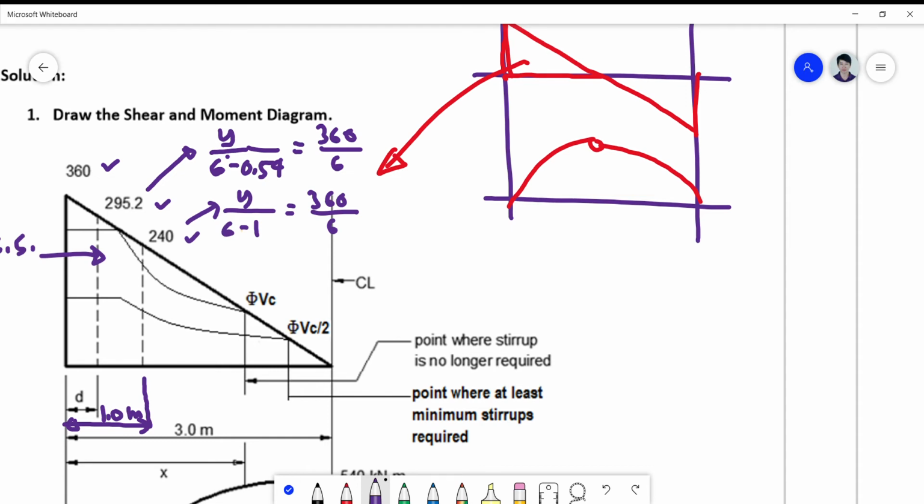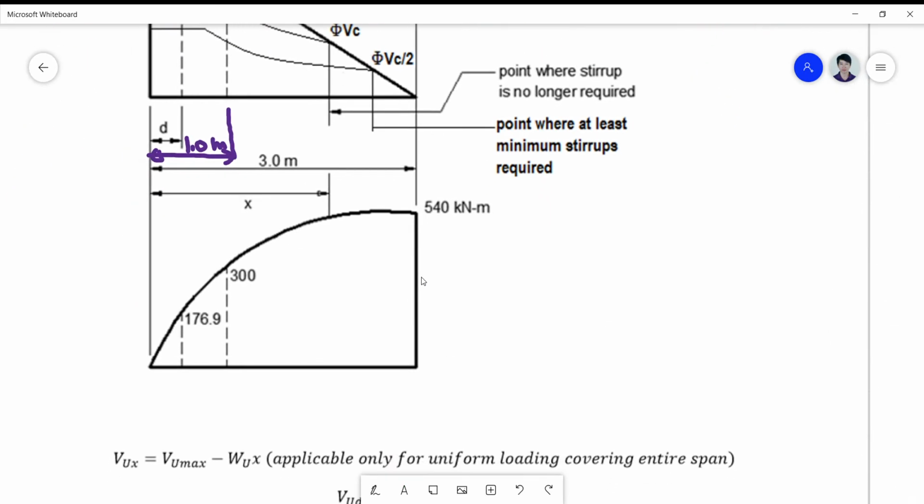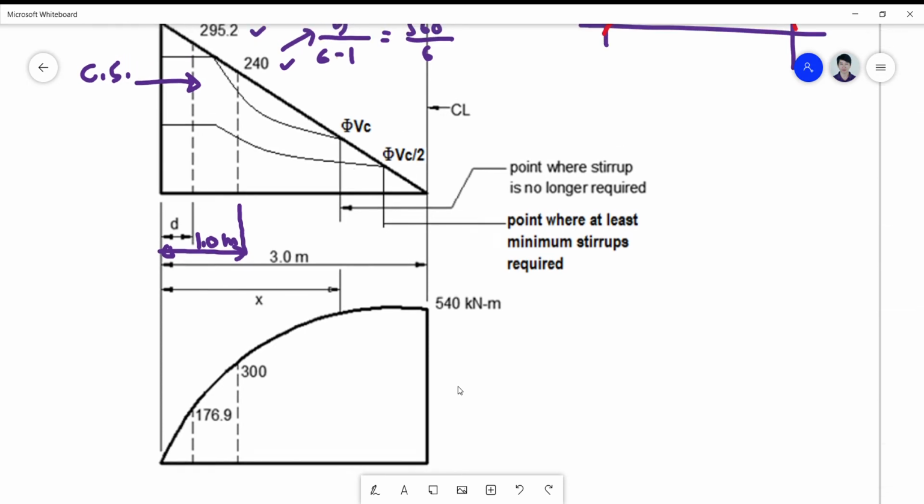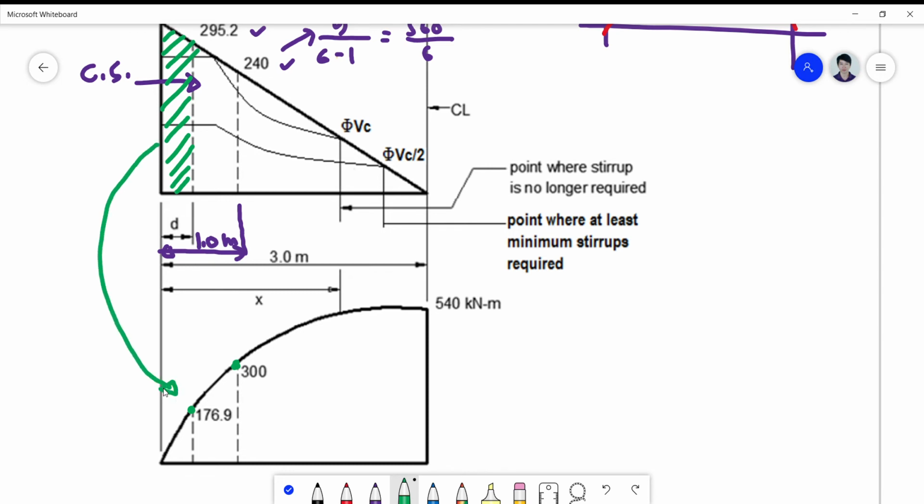So let's solve first for the moment. What's the moment at this point here? I already showed you how to get the moment here. The moment is simply the area of this diagram. The area of this is simply the moment here, and the area of this plus the area of the green. So you add these two areas and it will be the moment here.